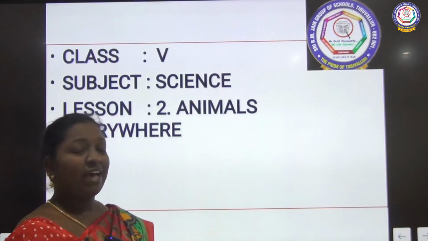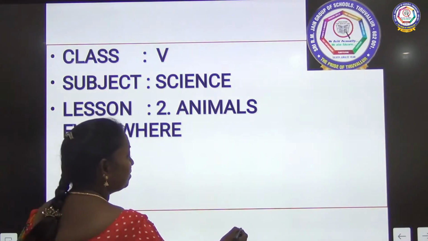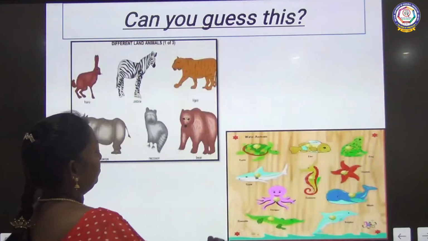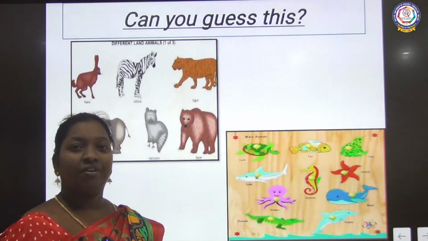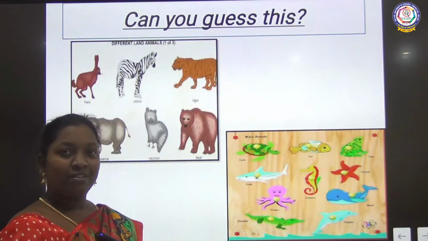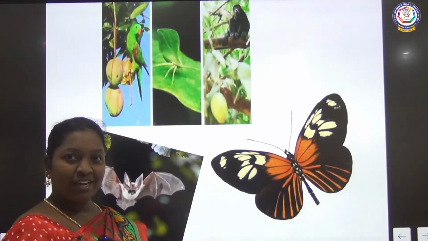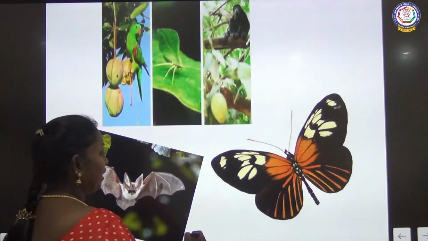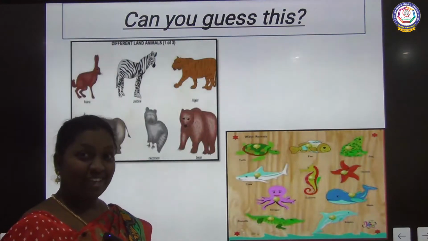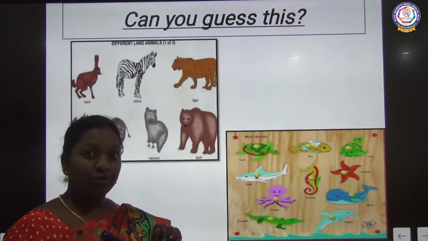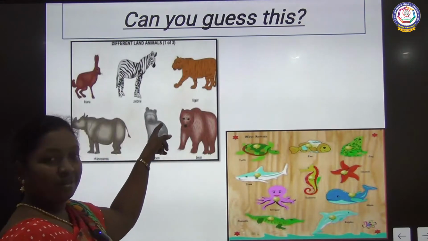See the name of the lesson, animals everywhere. What does it mean? Can you guess this? The name of the lesson is animals everywhere. Just guess this by seeing the picture. Can you get some idea? By looking at the picture, you are at least able to think related to what? Yes, the animals.